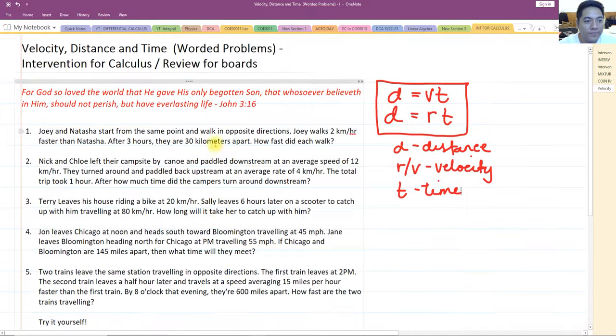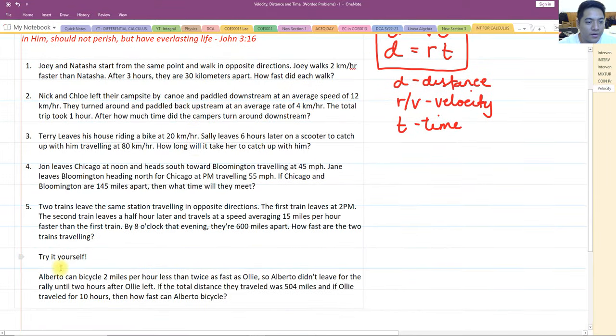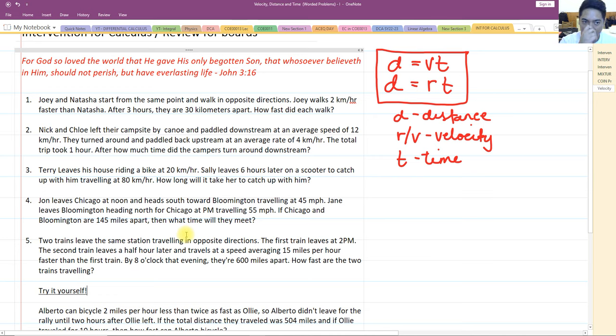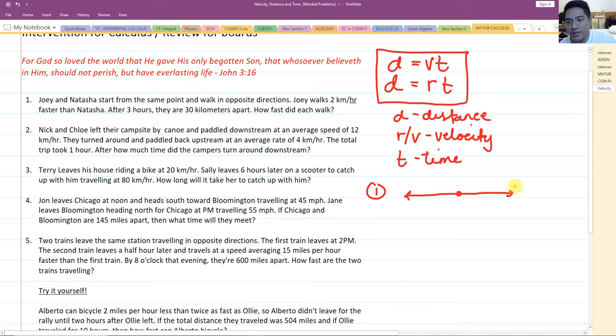For number one, I have 5 problems here and another one for you for your assignment. So later, you can try this on your own and comment down your answer. For number one, Joey and Natasha start from the same point and walk in opposite directions. So let's say this is Joey and this is Natasha. Joey walks 2 kilometers per hour faster than Natasha.